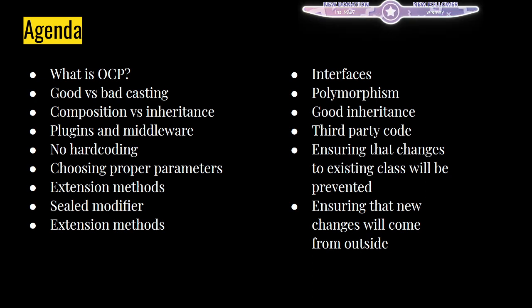What is the open-closed principle? How does it get implemented? What's the relation of plugins and middleware to OCP? What impact does hardcoding have on OCP? How do we choose proper parameters or the amount of them? How do extension methods help us incorporate OCP? How does the sealed modifier help us incorporate OCP?